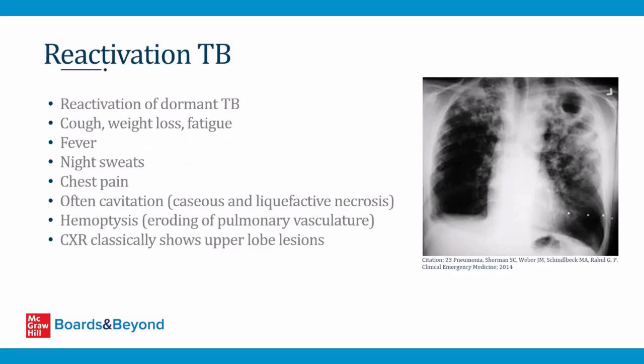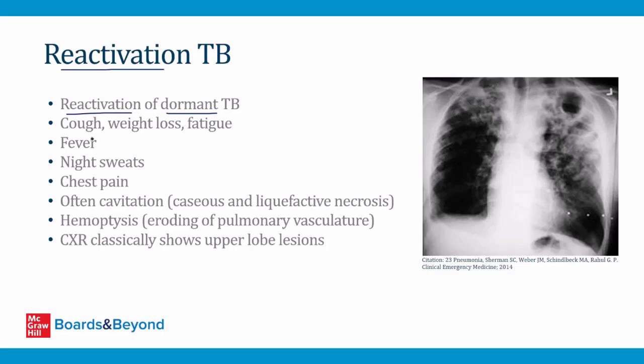Okay, let's talk about reactivation TB. So this occurs when there's reactivation of a dormant or latent tuberculosis infection. In other words, the immune system has controlled but not cleared the infection from the body. It can become latent and lie dormant for many years or even decades, and then it can potentially reactivate, especially in the setting of impaired immune system function.